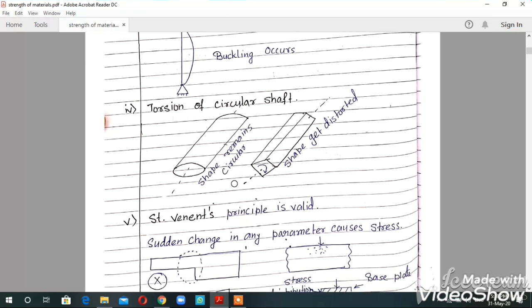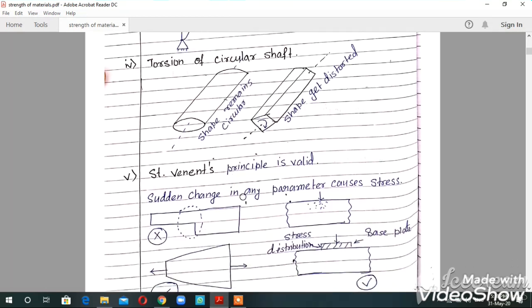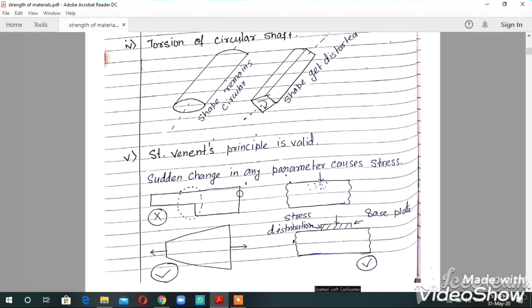Okay. And Saint-Venant's principle is valid. When is it valid? Sudden change in any parameter causes stress.